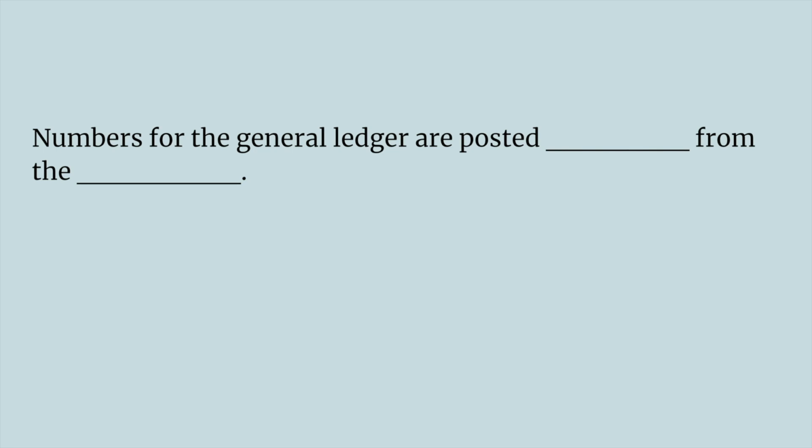Okay, here is the last step that you're going to be completing today. So complete this in your packet and then you will be completing the review that's posted in Classroom. So for the general ledger, the numbers that you post to the general ledger are posted individually. So each journal entry is going to be posted into the general ledger individually from the journal. So you're going to take apart that journal and post every single number into the GL.